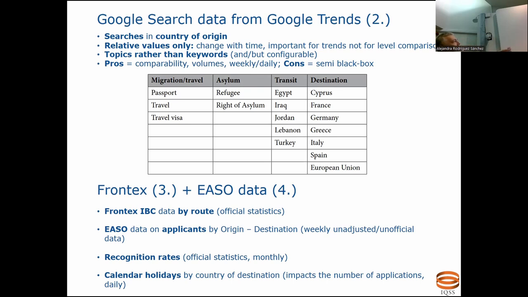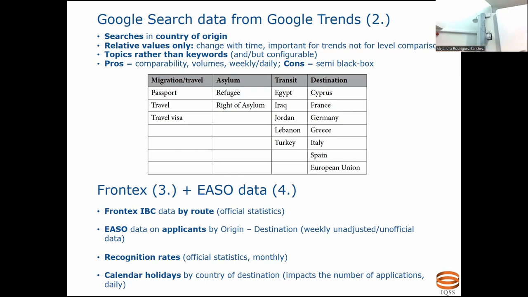Then we took official statistics and unofficial statistics, not yet official statistics, like the Frontex IBC data by route and the EASO applicants by the dyads, origin-destinations. Then we put in some other things like recognition rate and calendar holidays, because applications are not really data like arrivals, like IBC or in general arrivals. The reason is that they are process data. Applications, for example, have a cap, because this is the maximum number of applications an agency can treat by this month or by this week, but it's not related to the number of people really coming. So it's kind of different when you try to model this.